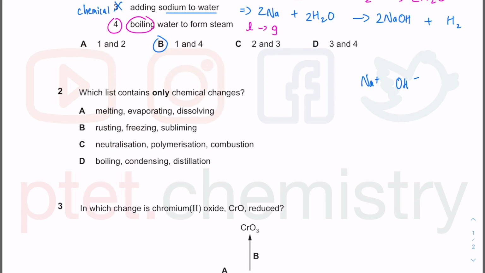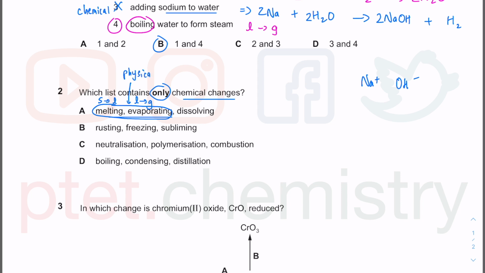Question 2, which list contains only chemical changes? If the previous question was asking you what are physical changes, here it is asking you what are chemical changes. If we look at melting, evaporating, okay, so not dissolving, but melting and evaporation. Melting is solid going to liquid. Evaporation is liquid going to gas, but evaporation is not boiling. It can take place from the surface at any temperature. You don't have to be boiling. Just like your wet laundry can dry on a hot day because of evaporation, not because of boiling. So these are physical changes.